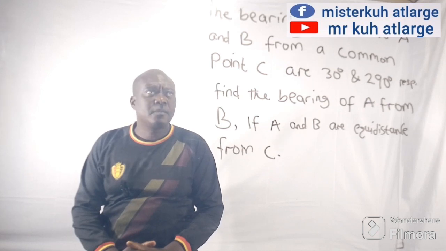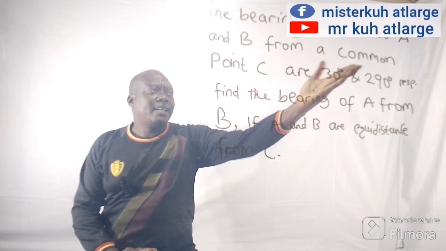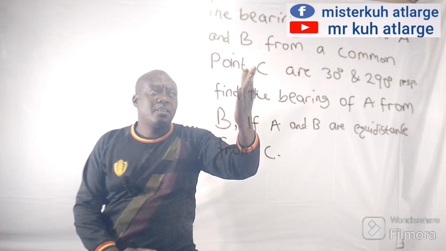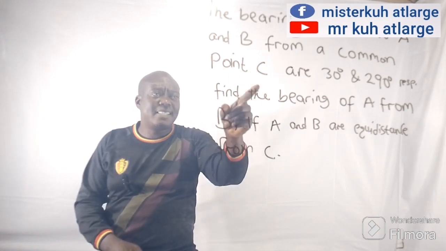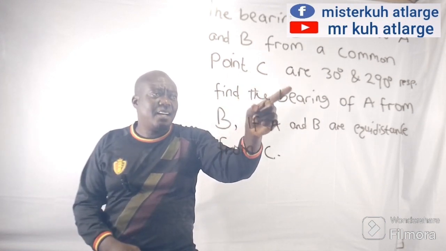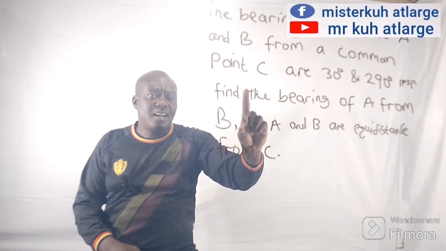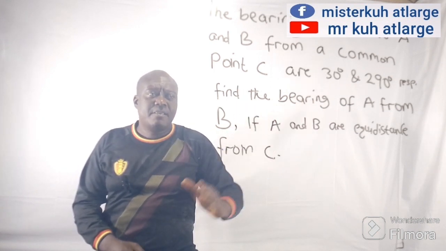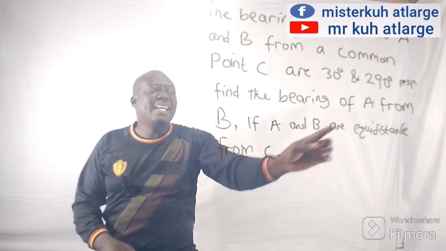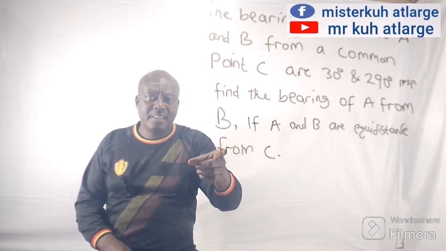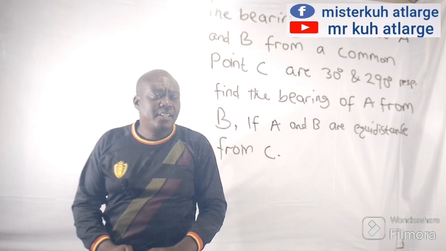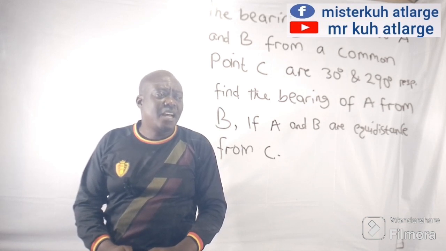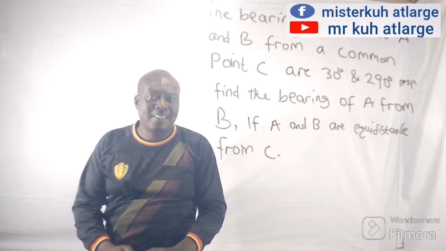Let us solve this problem. The bearing of a point A and B from a common point C are 30 degrees and 290 degrees respectively. Find the bearing of A from B if A and B are equidistant from C. This is how to solve it.